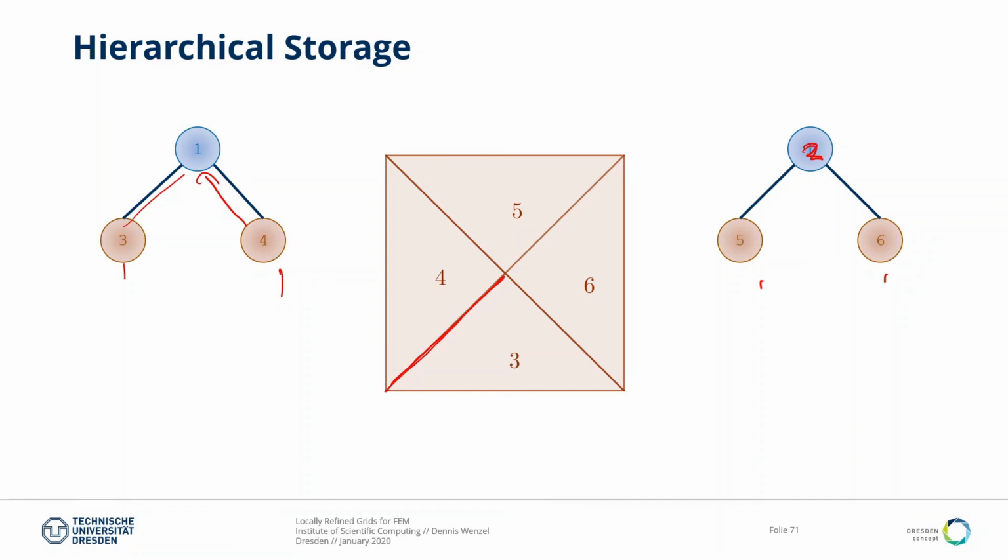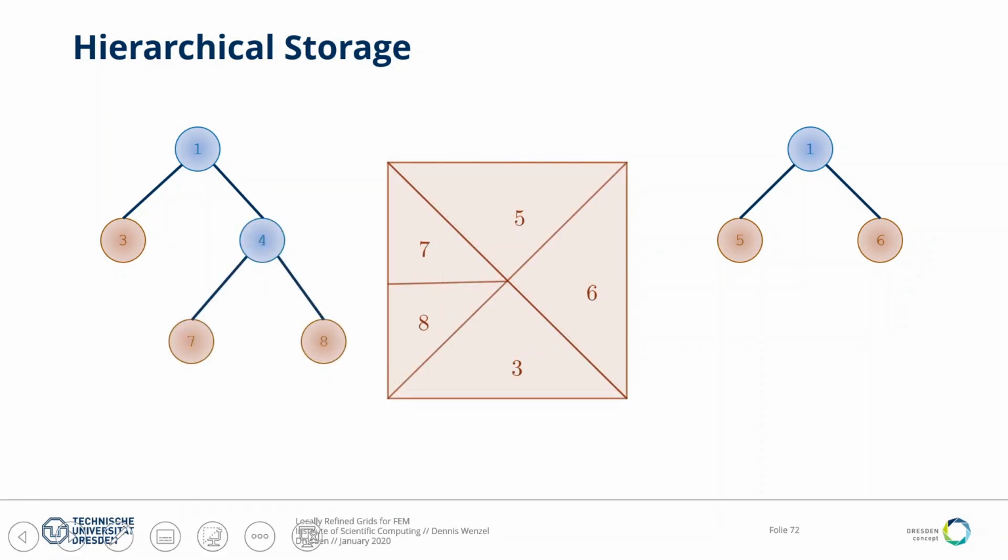And now if you say you want to refine them even further, then you would, for example, refine cell 4, and that creates your cells 7 and 8. 4 now becomes an inactive parent because it's not a leaf anymore, so it's not in our actual current grid anymore. But the current grid is given by 3, 7, 8, 5, 6. But we still have the information available that we had before. And what you see here is in essence both the advantages and the disadvantages of this hierarchical storage.